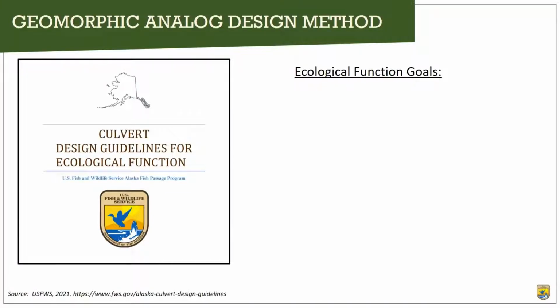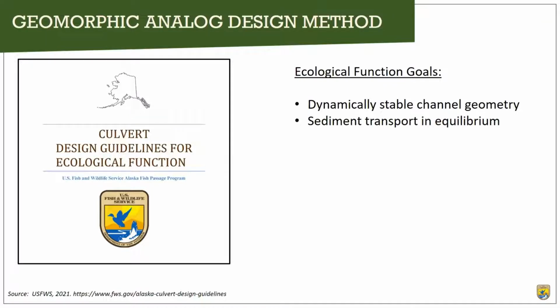The U.S. Fish and Wildlife Service has recently developed these guidelines that are based on the U.S. Forest Service geomorphic and stream simulation guidelines with some specifics for Alaska. These guidelines are written to address some of the stream corridor functions that we learned about yesterday. And those are, we would like to see a dynamically stable channel geometry. We want sediment transport to be in equilibrium. So that means sediment upstream and downstream of the culvert is going to move about the same as it does within the culvert.